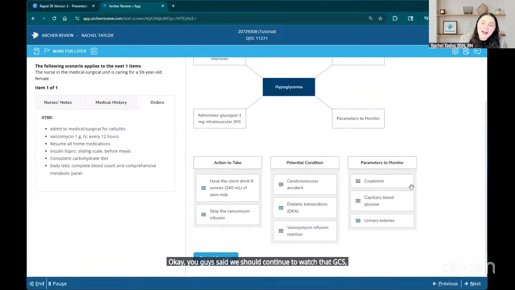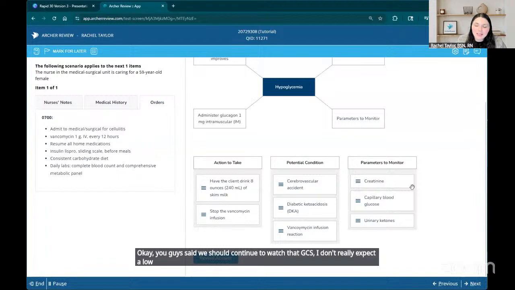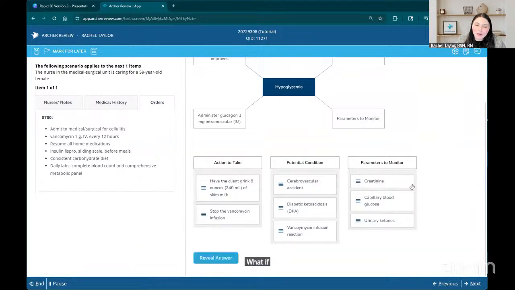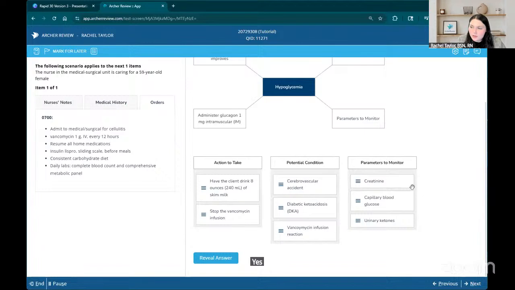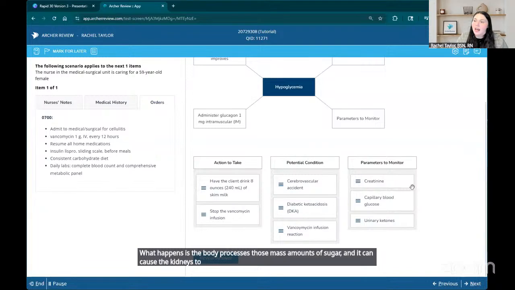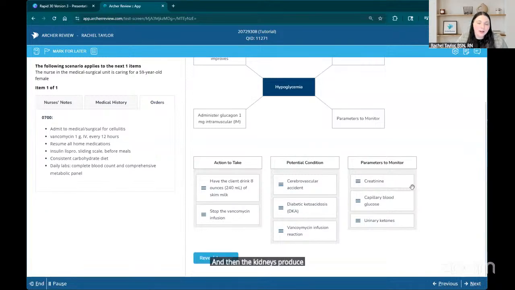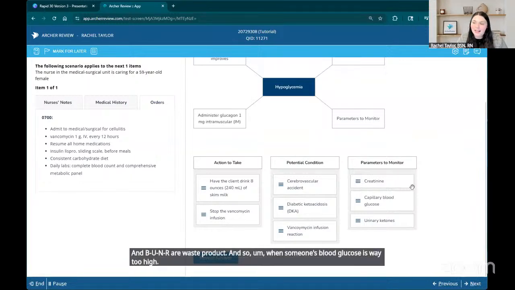I don't really expect a low glucose to affect my creatinine. What if someone was hyperglycemic and they were in DKA? Would that impact creatinine and BUN? Yes, absolutely, right? And let's think about why for a moment. What happens is the body processes those mass amounts of sugar and it can cause the kidneys to be damaged. And then the kidneys produce a waste product. That's what creatinine and BUN are, waste product. And so when someone's blood glucose is way too high, it's going to compromise the kidneys.